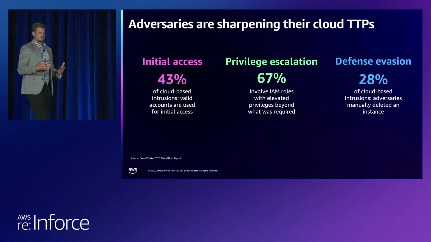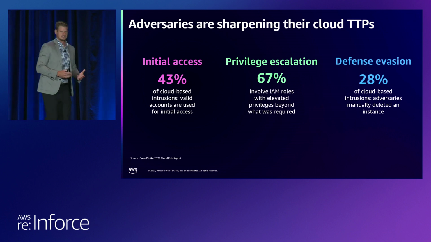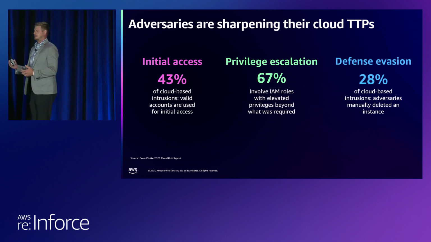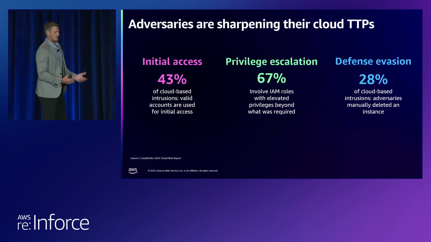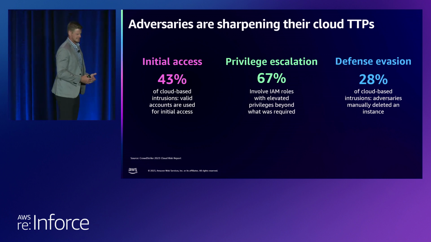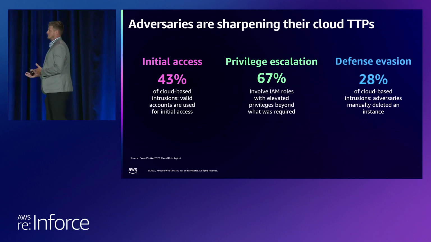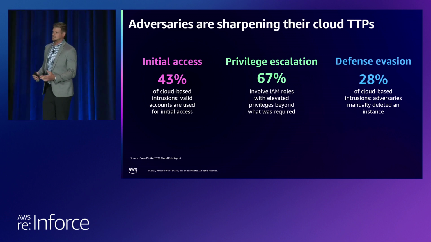Secondly, we see privilege escalation within IAM roles. In 67% of the incidents that we saw, IAM roles were elevated beyond the privilege that was actually required for that specific role. And this could indicate that an adversary subverted the role to move laterally within the account.